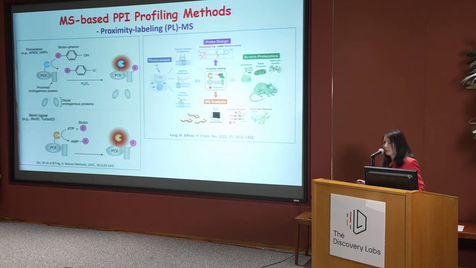That is why it is very effective and widely accepted by the field. And this approach also has some limitations. One is that it has a large background coming from the affinity purification as well as the labeling background. Also, most of the time it requires cell engineering as well, and it cannot distinguish direct from indirect interactors. Another thing is that the labeling specificity and sensitivity need to be further improved.